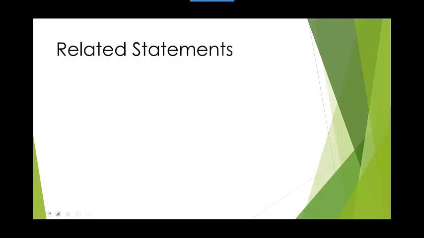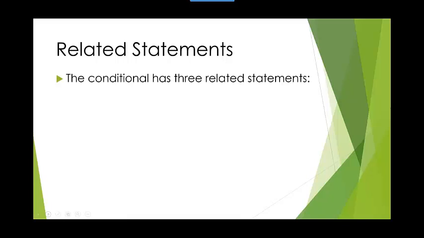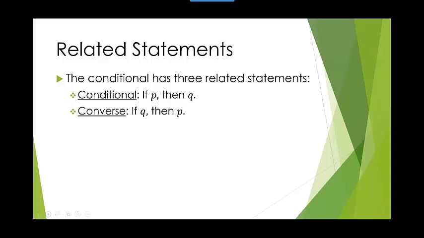Okay. All right, so now let's talk about some of the related statements to the conditional. So we start with the conditional, which is of the form if P then Q. And then we have the converse. So the converse is the sentence if Q then P. And what we do to get the converse is we basically just switch the order. So instead of P first, you put Q first.